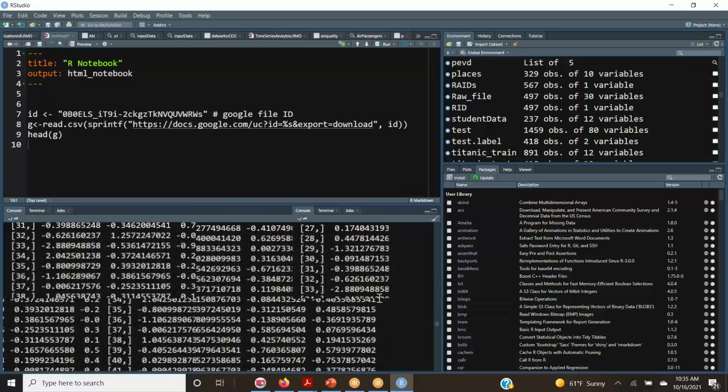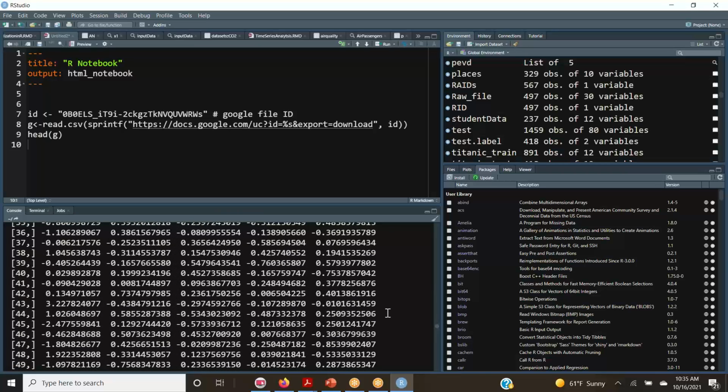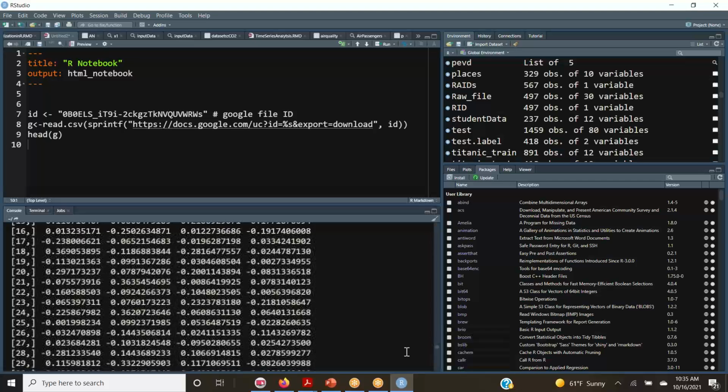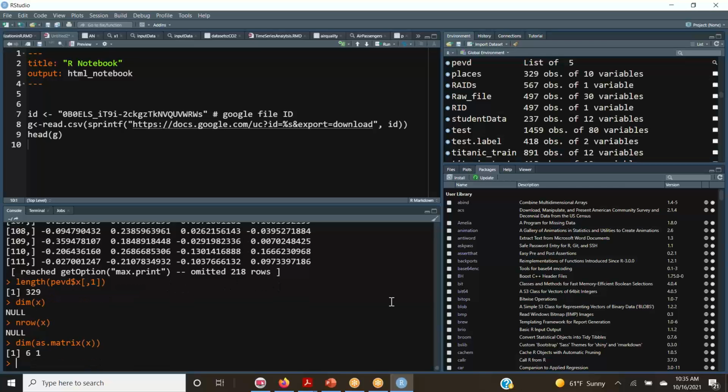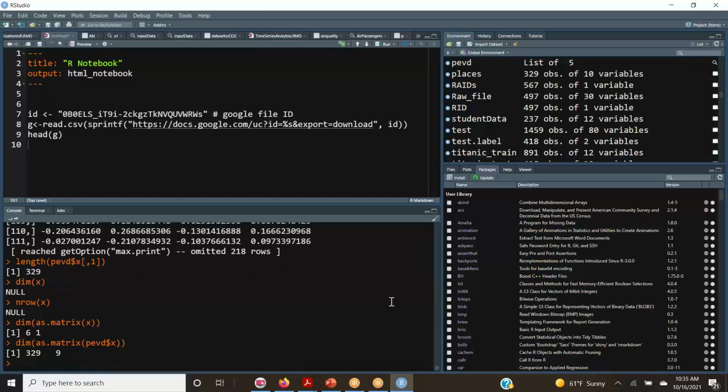So the rows are the 9-dimensional vector. You can see that rows are 9-dimensional, right? So that's why I want to show you the dimension. Let me do this as matrix X, and then I say dimensions. As matrix X, no, it's not X. It should be something else. PEVD$X, correct? Yes. You see that one? That means 329 rows and 9 columns, right?